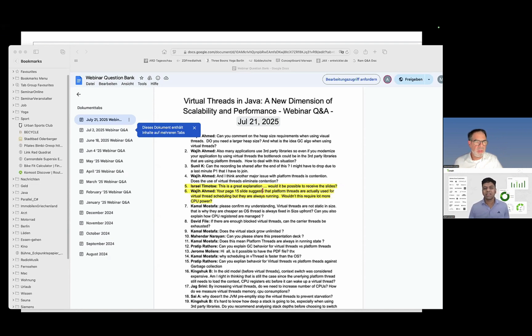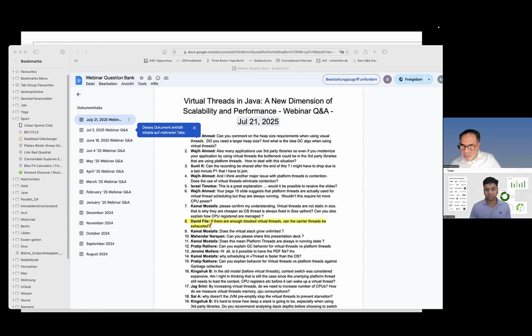No, actually, Marwan, you don't have to go. The CPU power will not be consumed. See, when a virtual thread is not running, it's just going to be stored as an object in memory. It's just occupying memory. There won't be more CPU power consumption.